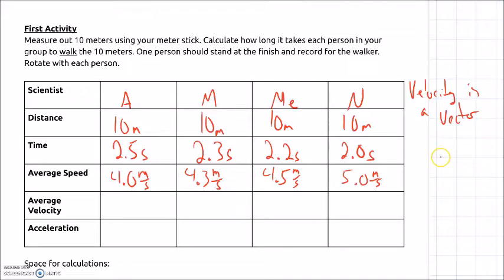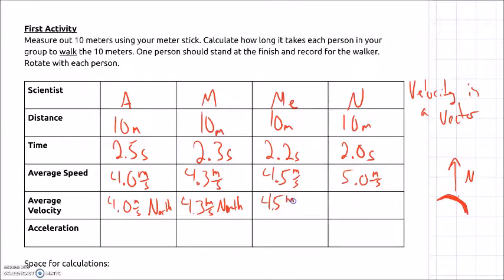So let's say that we were on the outfield of the softball field and we ran from the dirt there towards the flagpole. On our campus, that's north. So the only difference here between speed and velocity is that direction. So 4.0 meters per second north, 4.3 meters per second north, 4.5 meters per second north, and finally 5.0 meters per second north.